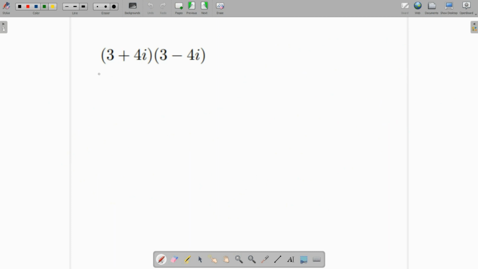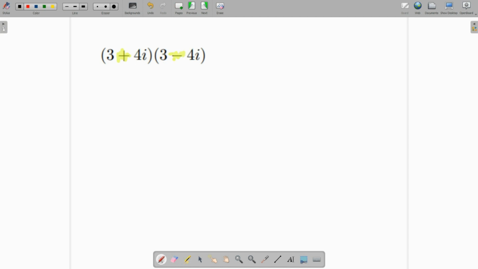Okay, here we have a little bit more of a complex problem. Here we have 3 plus 4i times 3 minus 4i. So here we could go about using the FOIL method, which is first, outer, inner, last. But if we notice, the only thing that's different between the complex numbers is the plus sign and the minus sign. So how do we go about this?